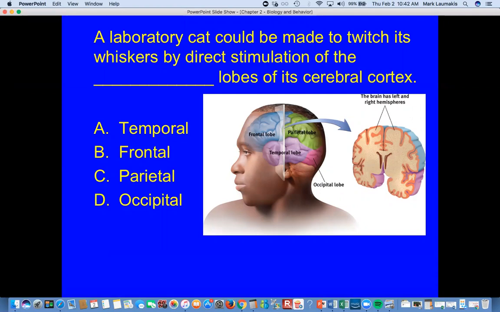So if you think it's frontal, tell me why. If you think it's parietal, tell me why. Kristen's saying it's B because of movement. It's movement-based, says Hannah. Alexa as well, frontal because it controls movement. You guys got it, right? That many people can't be wrong, can they?